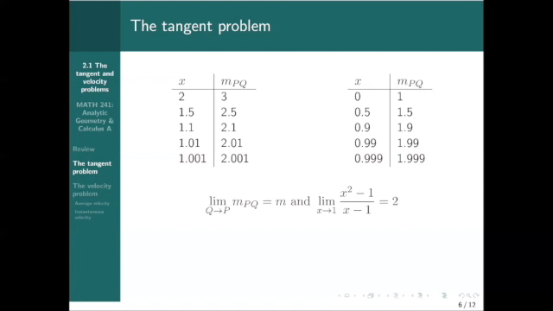And then the fraction that we have is simply the definition for the secant line m sub PQ, the slope of the secant line m sub PQ.